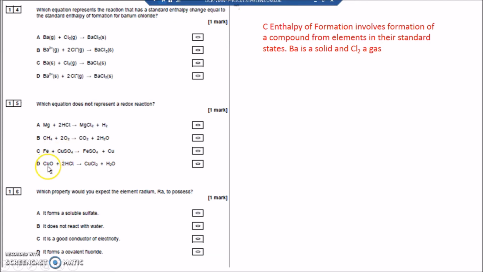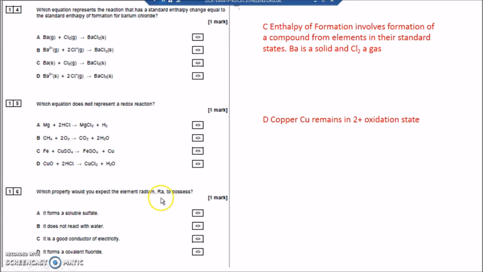Oxygen is in -2 oxidation state, no charge left overall, so the copper must be in +2 oxidation state there in copper 2 oxide. Here I've got 2Cl-, in -1 oxidation state, no charge overall, so the copper's in +2. So it's gone from copper 2 oxide to copper 2 chloride. It's not changed its oxidation state. There's no redox going on there. The answer is D.